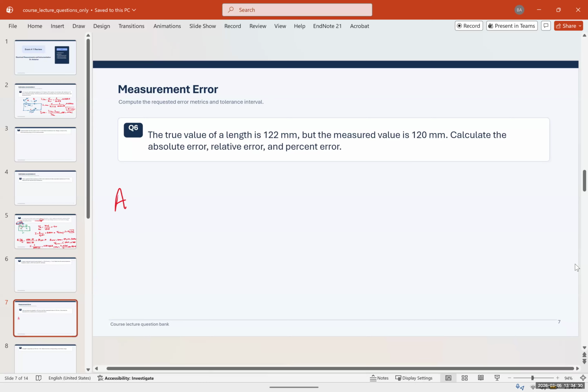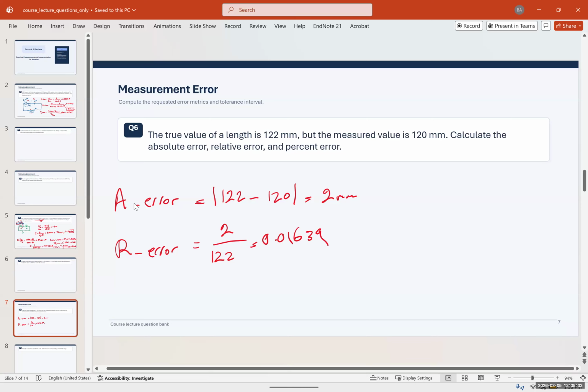Now the absolute error is going to be the true value of 122 minus 120, which gives us 2 millimeters. The relative error is going to be the absolute error, which is 2, over the true value, which is 122. That gives us 0.01639. And the percentage error is this multiplied by 100, so it gives us 1.639%.